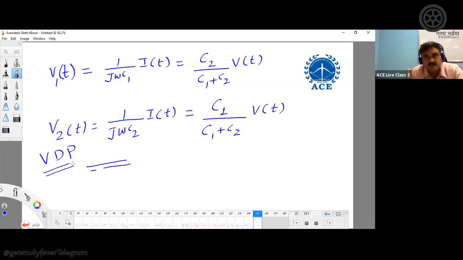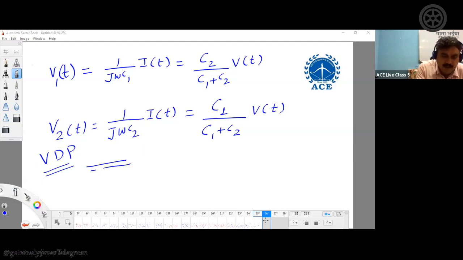It is not like resistors and inductors. Be very careful. It is a little bit different. So the voltage on capacitor C1 will be C2 by the sum of capacitances into the input voltage. Similarly, the voltage on capacitor C2 will be C1 divided by the sum of all the capacitances into the input voltage. So this is what you get when you apply the voltage division principle to capacitors. It is not like R and L connected in series. This is completely different. So be very careful with this case.